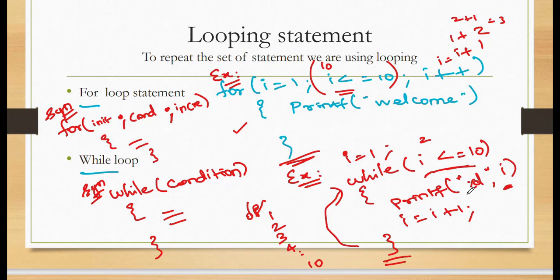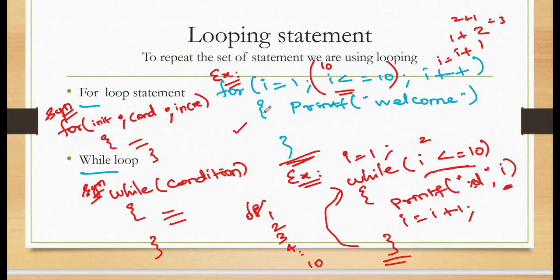Okay, if you give plus 2, you will get even numbers. If you give plus 1, you will get odd numbers. Or if you give star 5, you will get multiples of 5, multiples of 2, multiples of 3, or division. And you can get backward numbers. Initially you can give 20 and you can decrement later, up to 1. So many programs you can construct if you are clear in this looping statement, right?